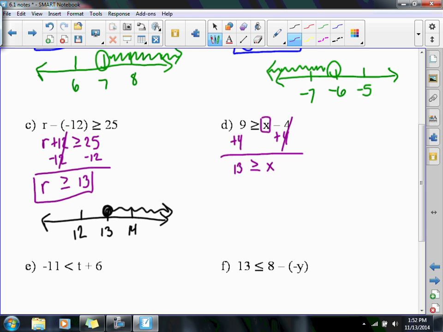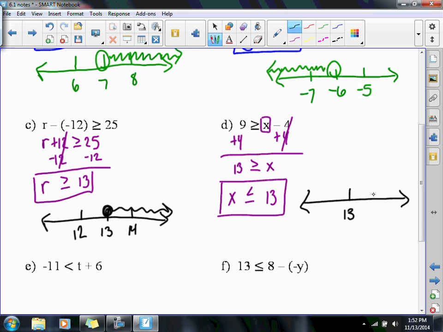Now, when I want to reverse this statement, I need to reverse everything. So I need the x to be on the other side, and I need the 13 to be on the other side, and I have to flip this sign. So I have to completely reverse everything when I rewrite my inequalities. Now having the variable on the right side isn't wrong. Having it on the left side just makes it easier to graph.